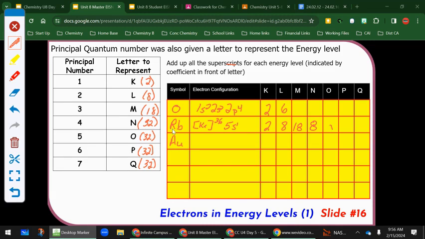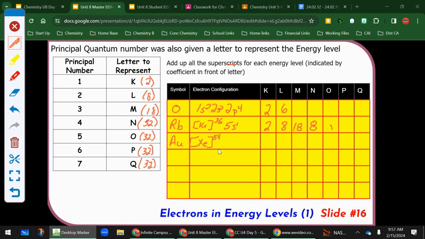So, ladies and gentlemen, let's write the configuration for gold. Do you want to use the shortcut? Yes. Okay, what's the shortcut start with? Xenon, 54. Yes. Sorry, my bad.